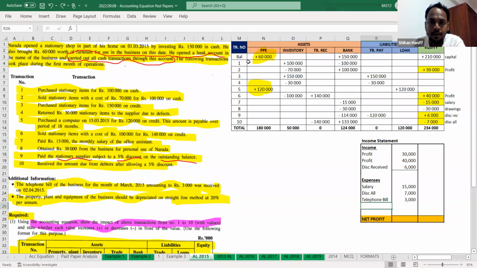Tell me how much is the depreciation of 60,000? What is 60,000? Furniture. So furniture depreciation. And they have purchased 120,000 worth of computer. Computer depreciation. Now this is where most of the students made mistake. In this year, there are many students who have calculated this depreciation the wrong amount.